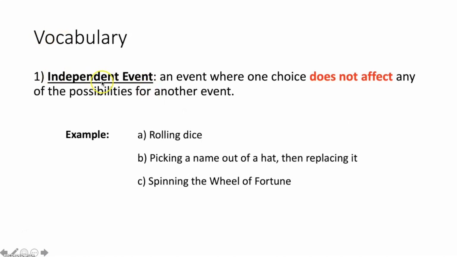First vocabulary term would be an independent event. That would be an event where one choice does not affect any of the possibilities for another event. So down here, you can see examples of 3 independent events.